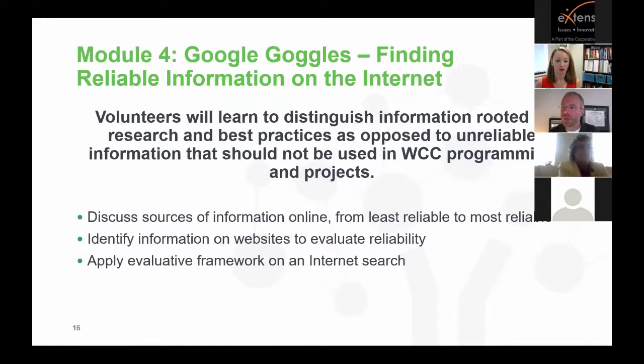The next module looks at finding reliable information, specifically finding reliable information on the internet. And it's really intended to help the volunteers understand that all information is not created equal. So we'll go through identification of resources, from least reliable to most reliable, and then learning how to evaluate information based on its reliability, and then applying that framework to an internet search.